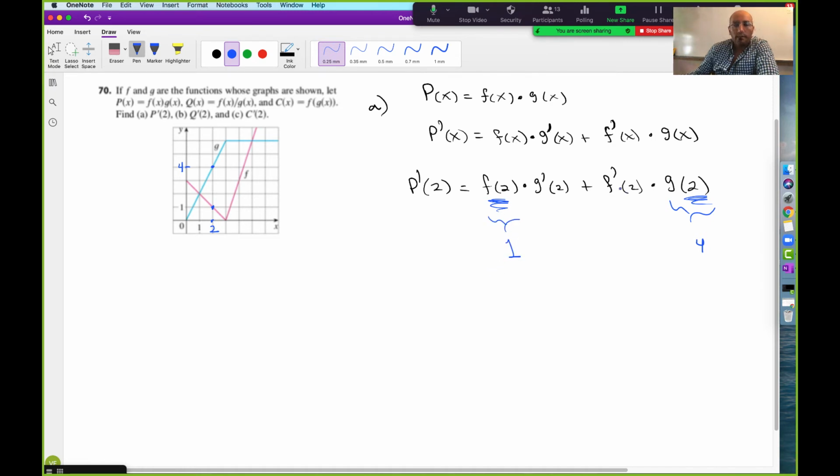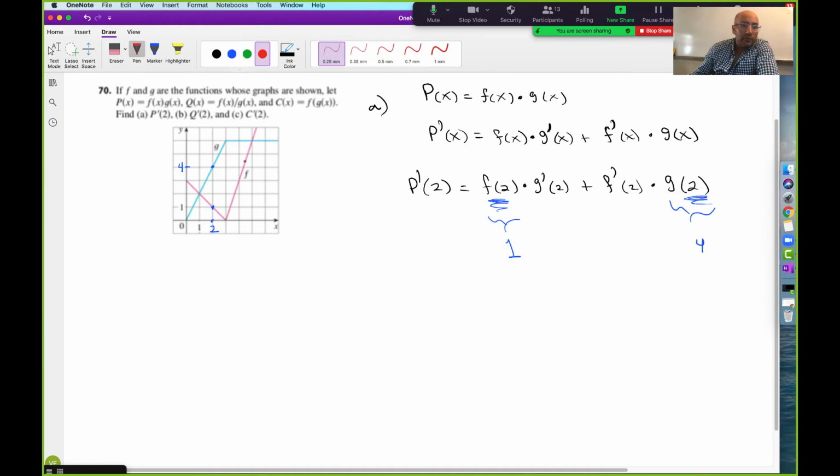Good. Okay, these are a little trickier. Still focusing on my graph here. Finding g prime of 2. So g of 2 is 4, right? The value of the function at x equals 2 is 4. But g prime at 2 refers to the slope of the line tangent at that point. Now it's a straight line at that point, so its tangent line is going to be equal to the actual function. So g prime of 2 is just equal to the slope of the line at this point.